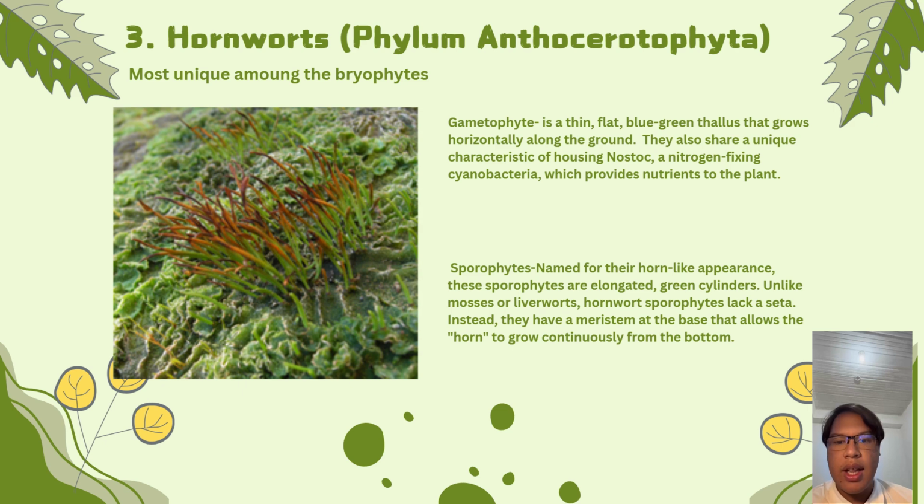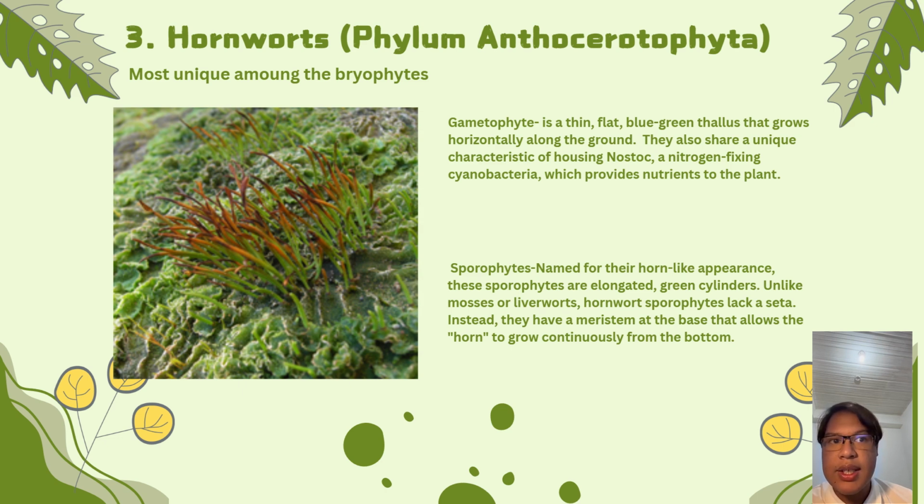So last but not least, we have the hornworts, which I consider the most unique among all the three bryophytes. In terms of its gametophyte, it is a thin, flat blue-green thallus that grows horizontally along the ground. They also share a unique characteristic of housing Nostoc, a nitrogen-fixing cyanobacteria which provides nutrients to the plant.